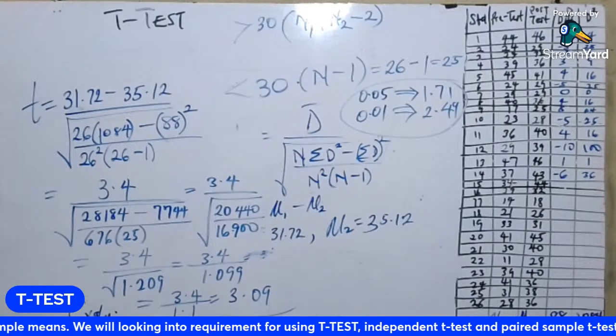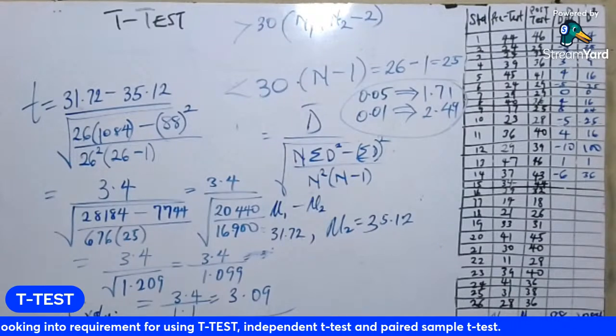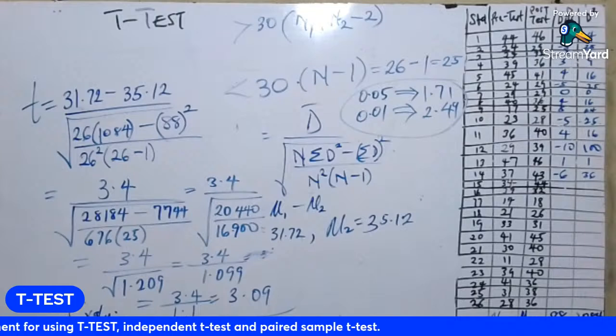Because the t calculated is greater than the t table, we are taking alternative. Thank you, Olaniyan. You are right.